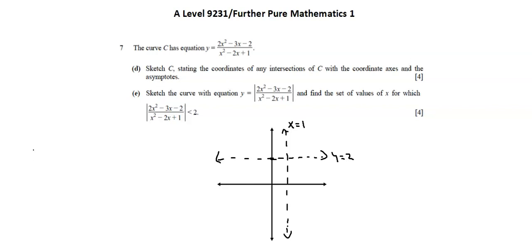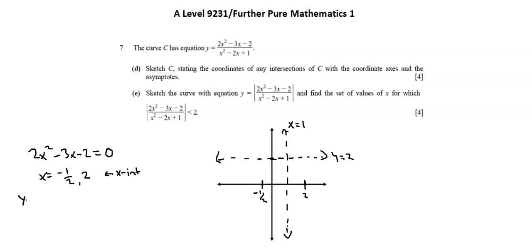I'm going to take the numerator, 2x squared minus 3x minus 2, and set it equal to 0. Those x values will be the roots: x equals negative 1/2 and 2. So our curve is going to cross the x-axis at negative 1/2 and at 2. I'll write in that these are x intercepts.